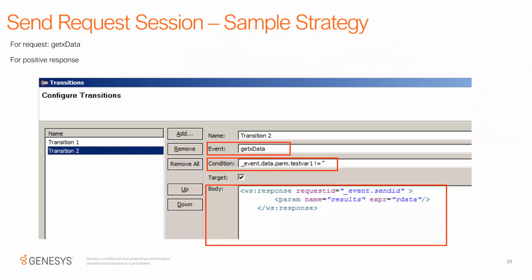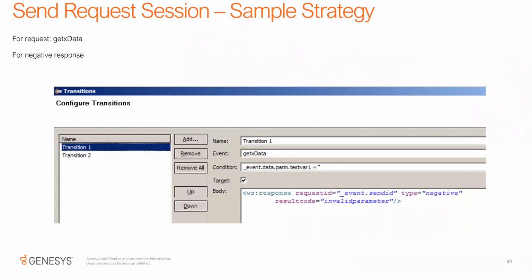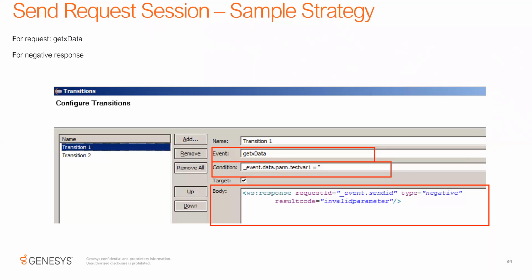If the condition is not matched, that is, if I'm expecting a negative response, then for the event getXData, when no parameter is defined, which is a negative scenario for me, the result code should come as invalid parameter. So over here, if a positive response goes, we are expecting an RData value to come into the picture, and if the parameter values are not sent, then we are expecting a result to come as invalid parameter.